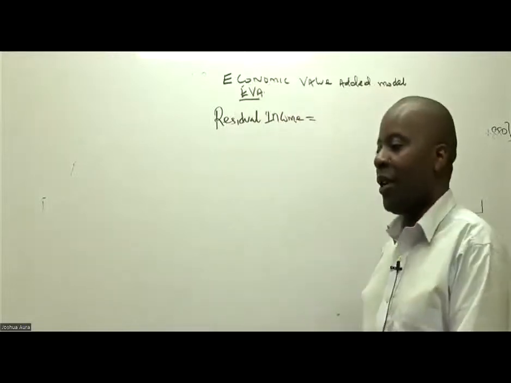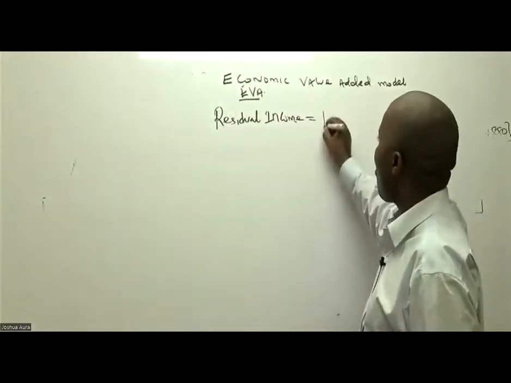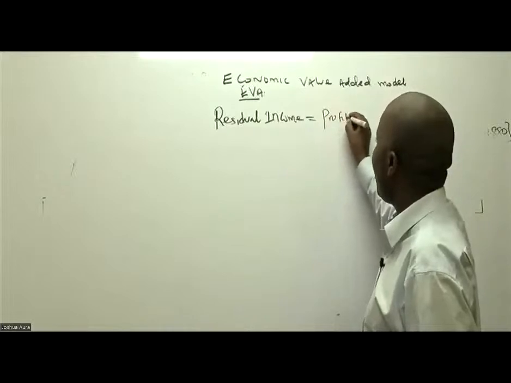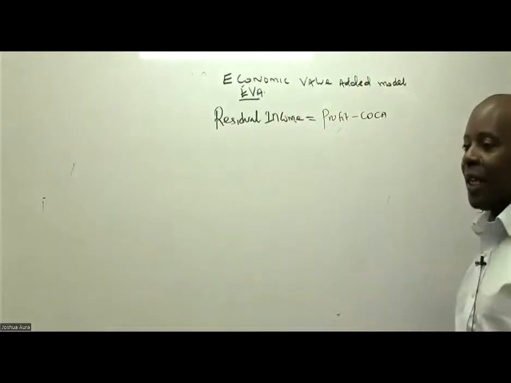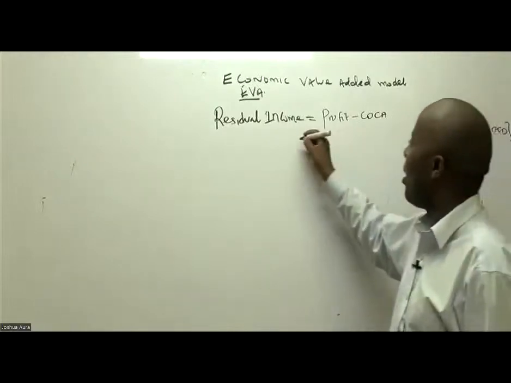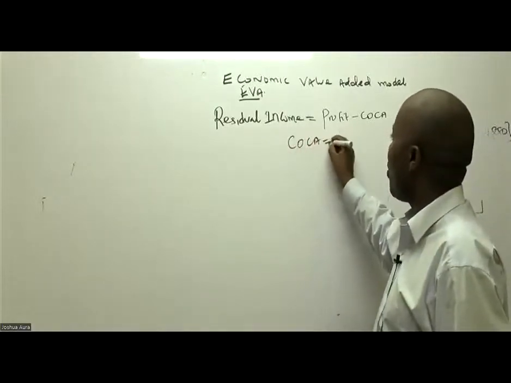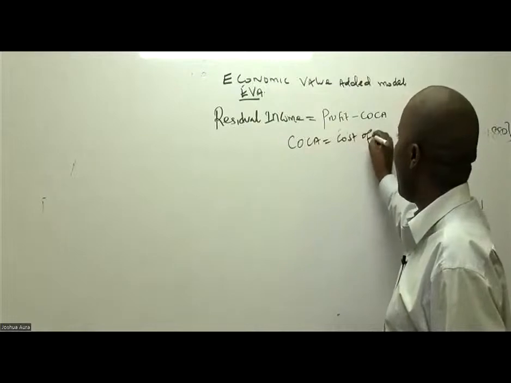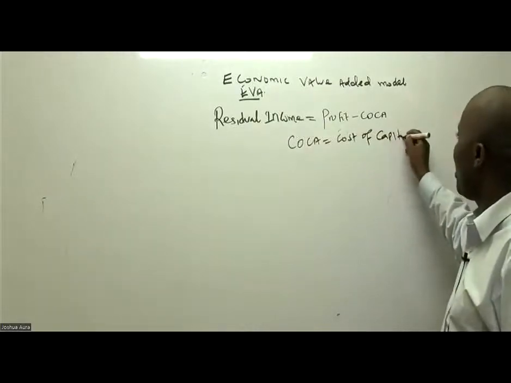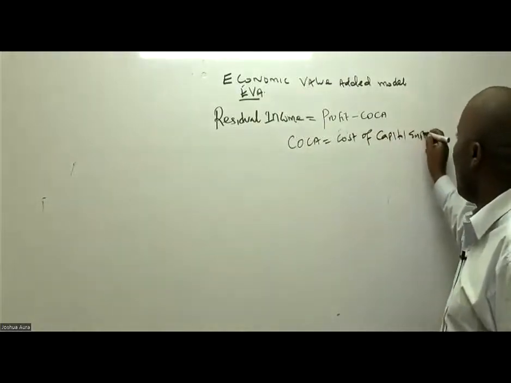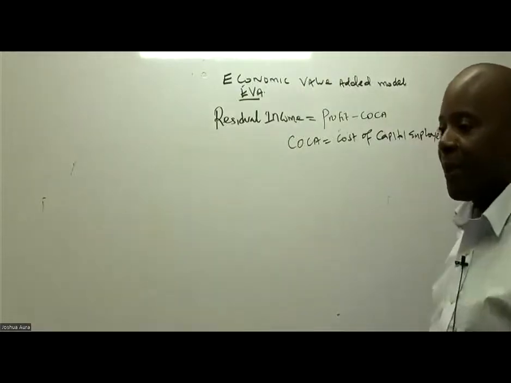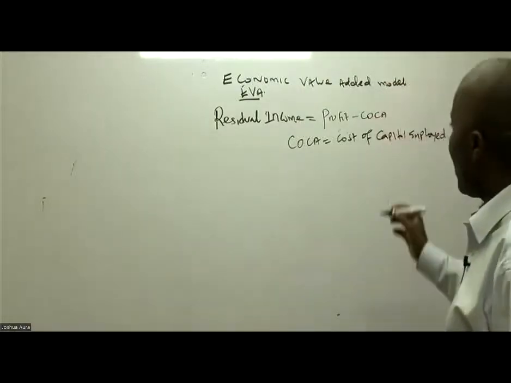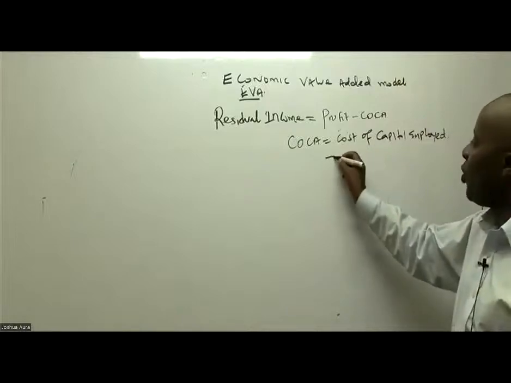It is profit minus Coca. Profit minus Coca, where Coca is cost of capital employed. So remember, to get this cost of capital employed, what do we do?